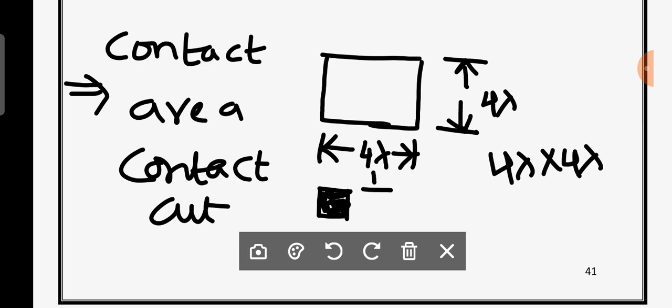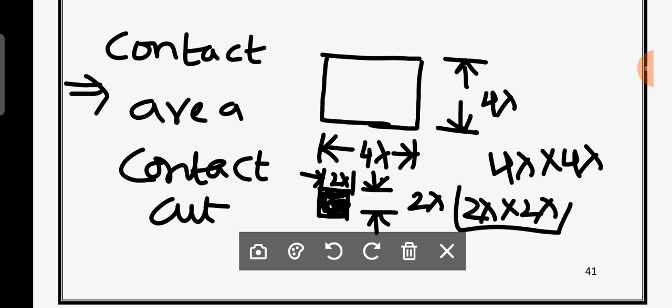If somebody asks you, the width of this is 2 lambda. What is the length? That is also 2 lambda. The length is also 2 lambda. Therefore, the contact cut is 2 lambda by 2 lambda. I hope you are clear, all of you?